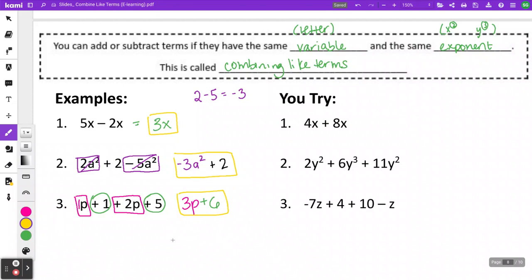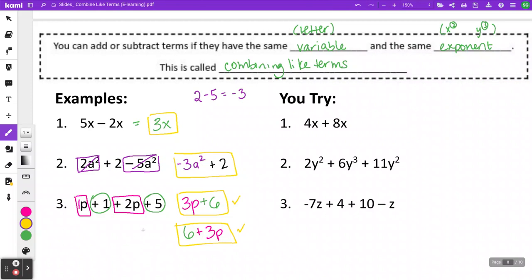Now, we said 3p plus 6 is our final answer. There is another option you might see. You might see 6 plus 3p. That is also a correct answer. That is correct because it's the same terms. They both have a 6, they both have a 3p. It's just written in a different order. When it comes to those terms, you can put them in any order you like. So both of those would be correct answers. I want to mention that in case you had the second one and was wondering if it was correct or not.